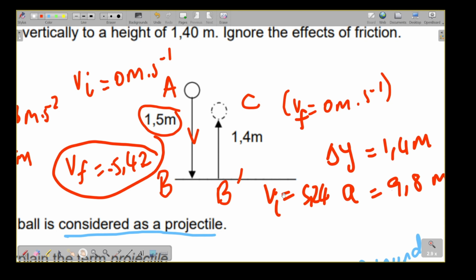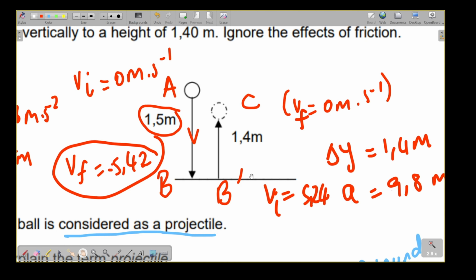When you look at these two velocities, they are not the same. This one is 5,42, this one is 5,24. This tells you that this velocity here is bigger compared to the velocity here. Don't look at the sign, because the sign only indicates direction. The value itself, 5,42, means that the velocity that the ball hit the ground with is much more than the velocity that the ball left the ground with, because the ball left the ground with 5,24 meters per second.